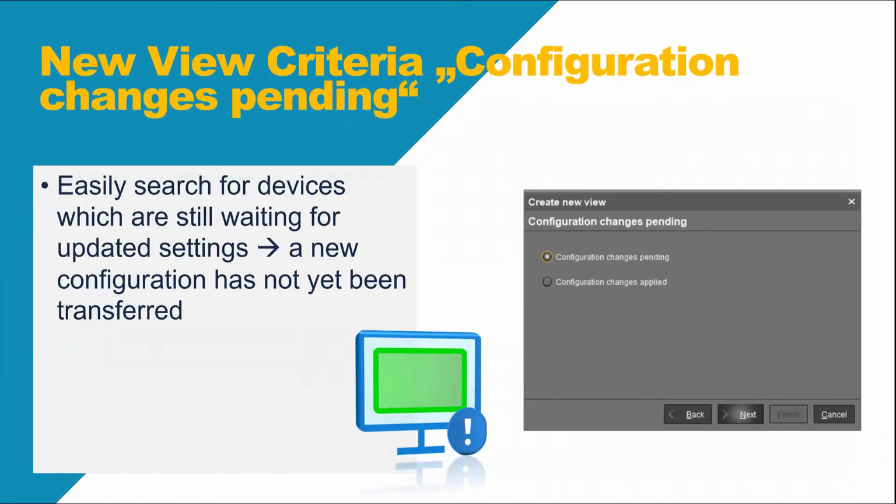A smaller feature, but also an interesting one, is a new search criteria, which is called configuration changes pending. Today you have this little icon in the device list to identify devices that are still waiting for updated settings. That means these devices have not yet gotten their new configuration. Now you can easily create a view, search for such devices, run any action that is needed to update these devices, and have all devices with the latest configuration. So it's much easier to identify these devices.